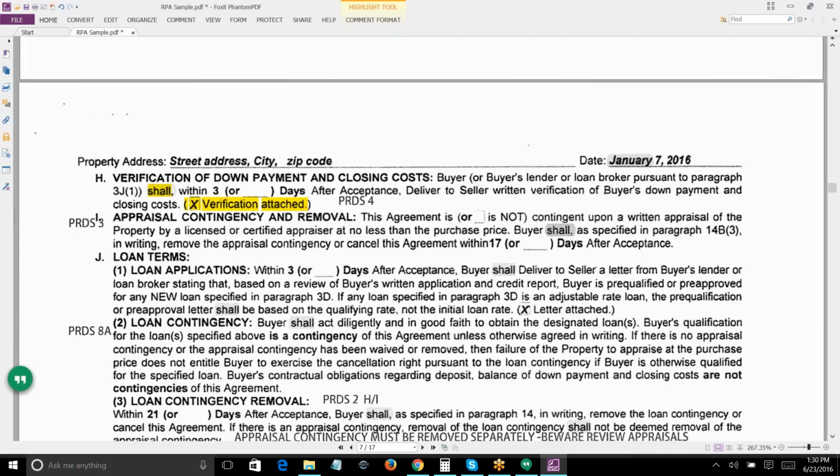Verification attached. What that means is you either have to get the lender to do this and include it in the loan pre-approval letter. That was always my preference. Otherwise, what I have to do is show copies of the bank statements.